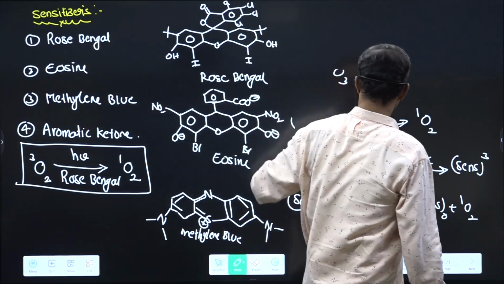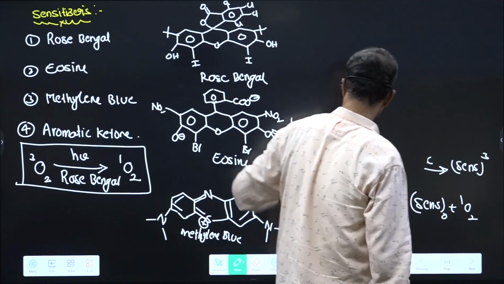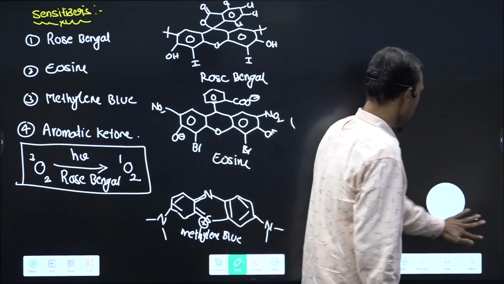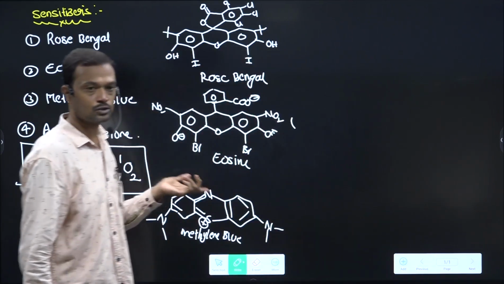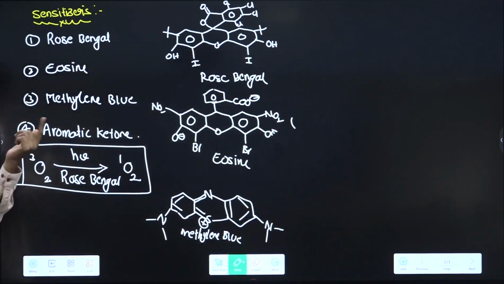So that is the methods of generating singlet oxygen by using triplet. And there are some photosensitizers which can convert triplet oxygen to singlet. Later on, singlet oxygen will participate in reactions.